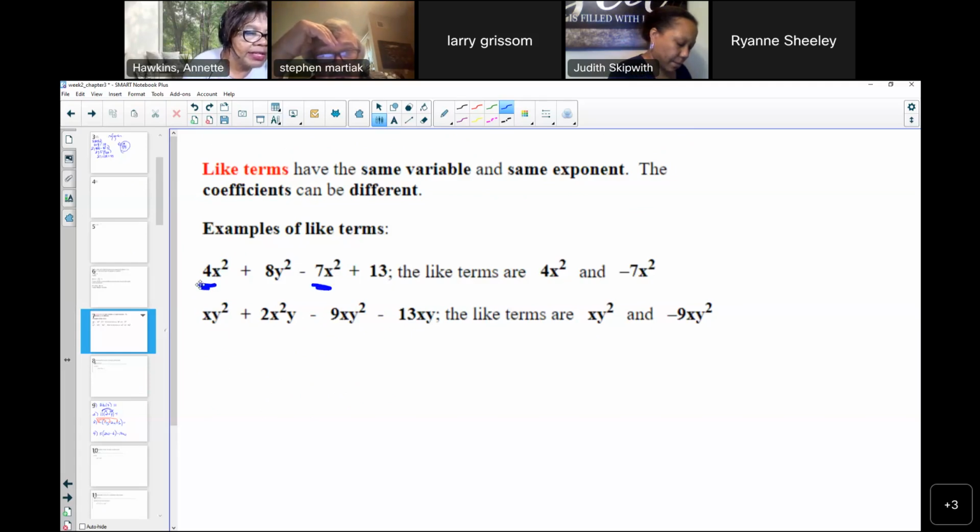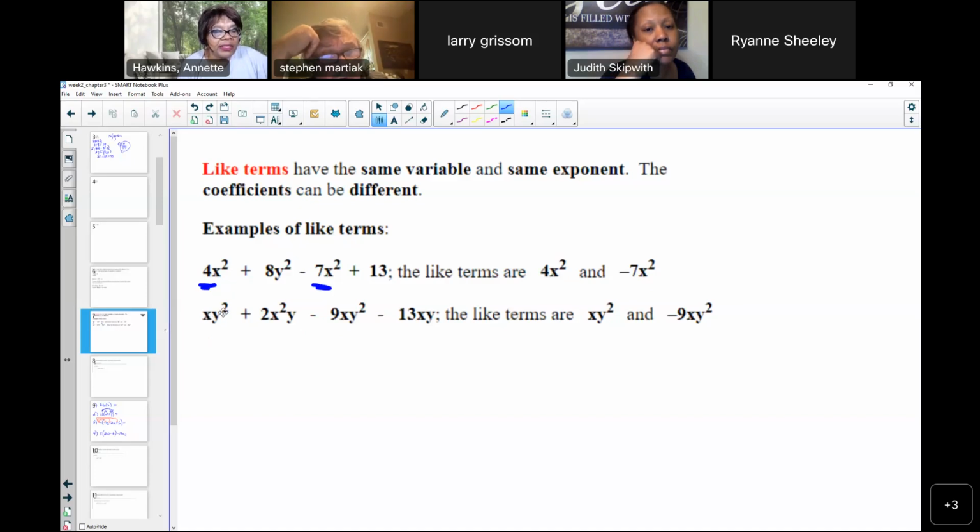All right, now they have to have the same exponent. This is a 2. This is the 2. So these would be like terms, 4x squared and negative 7x squared. All right, let's look at this example. Now, again, they have to have the same exponent in the same place. All right, so all of these have xy's, but I need to match them up. This is x to the first power.